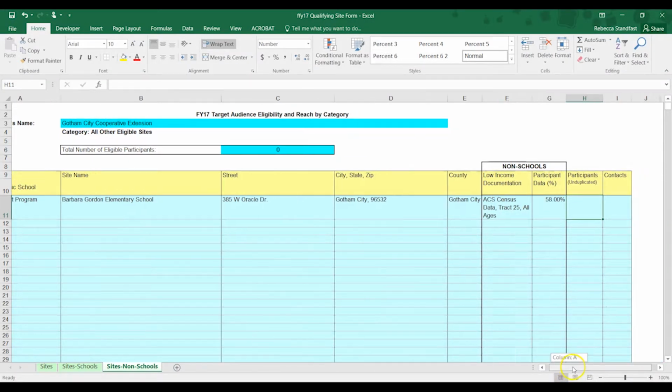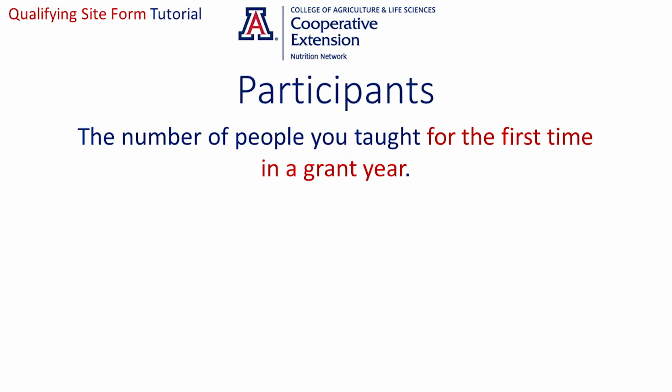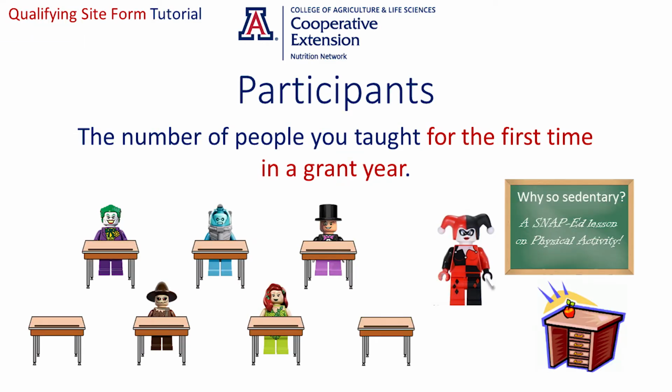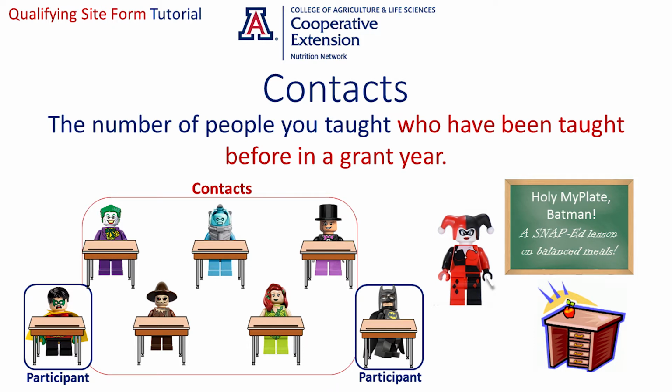The last columns to fill out are the reach columns for your target age group. This is an estimate of the amount of people that will be taught or influenced at your site. The first part of this is participants, which is the amount of people that are taught for the first time at your site in a grant year. The second part of this is contacts, which are the amount of people that you taught that had been taught before in a grant year. Contacts are counted each time they are taught after their first lesson.